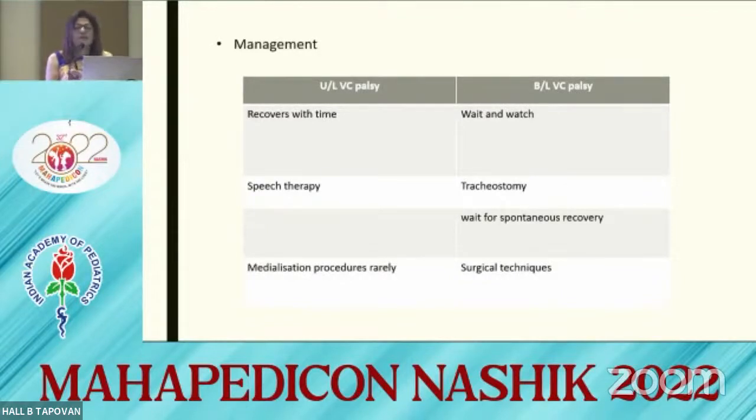Unilateral vocal cord palsies generally recover with time. There could be many reasons for it. I'm not really going into the reasons for want of time. You need to give it a wait of 3 to 6 months. Most will recover. Speech therapy. Sometimes you may have to do a medialization procedure because these kids are maybe continuously aspirating. Even for a bilateral vocal cord palsy, you need to wait and watch, but some of them may require a tracheostomy.